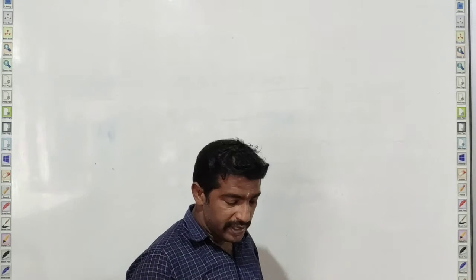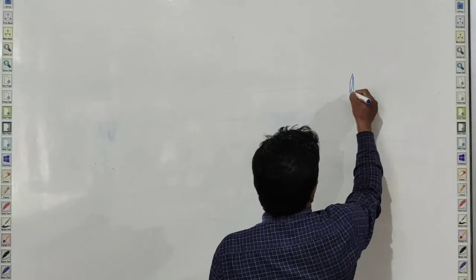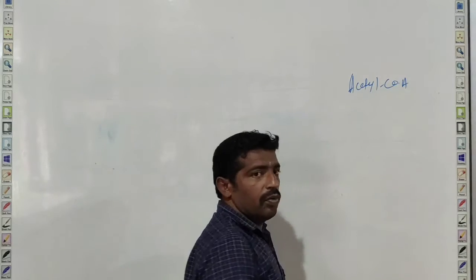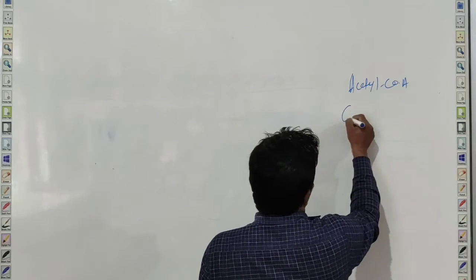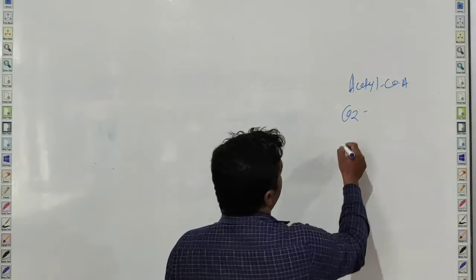Good morning. So the second phase of respiration is oxidative decarboxylation of the pyruvic acid. Now here, one molecule of the pyruvic acid is broken down and it is converted into one molecule of acetyl coenzyme A, one molecule of carbon dioxide, and one molecule of NADH2.